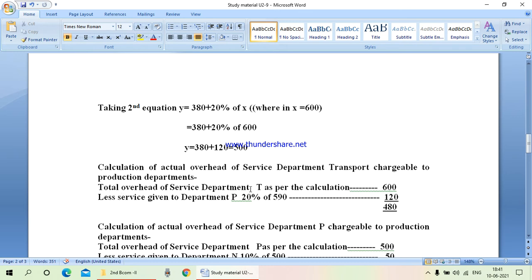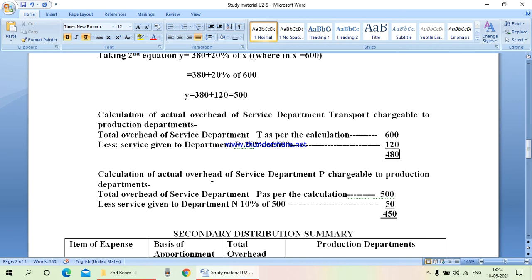The total overhead of service department transport as per the calculation is 600. So less service given to department P, it gives 20% of its service. So 20% of 600 is nothing but 120. So 600 minus 120 is equal to 480. This is the reason 480. So the total overhead of department transport to be apportioned to the production department is 480.